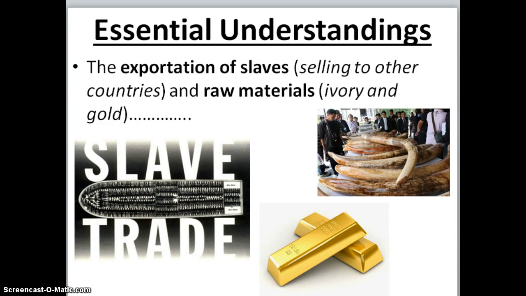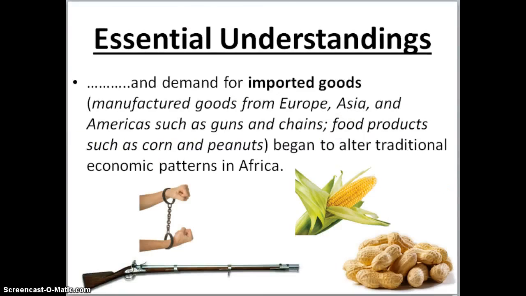The exportation of slaves and raw materials such as ivory and gold, and the demand for imported goods, which are manufactured goods from Europe, Asia, and the Americas, such as guns and chains, and food products such as corn and peanuts, began to alter traditional economic patterns in Africa.